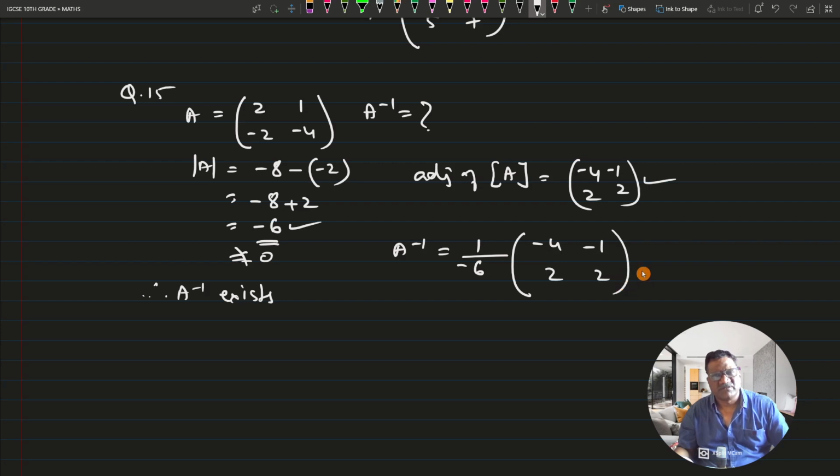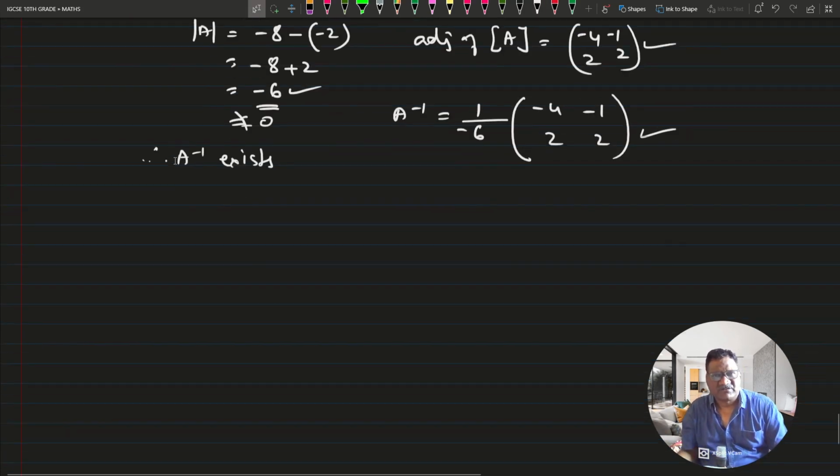So this should be the answer for A inverse. So let us check the answer for 15th. The question number 15th answer is minus 1 by 6 times minus 4, minus 1, 2 and 2. So this is absolutely correct.